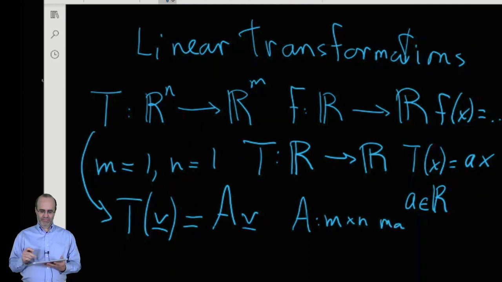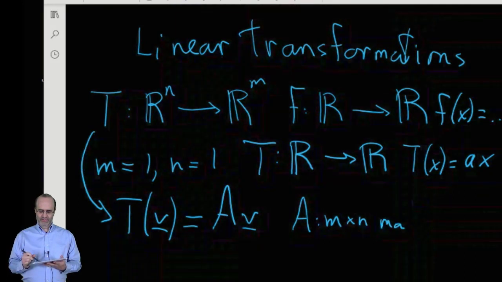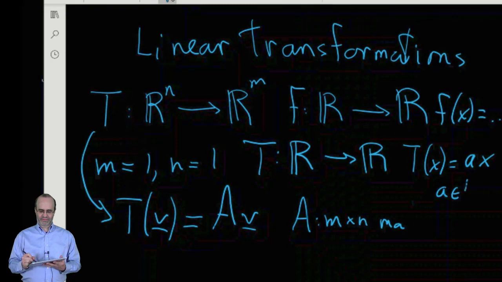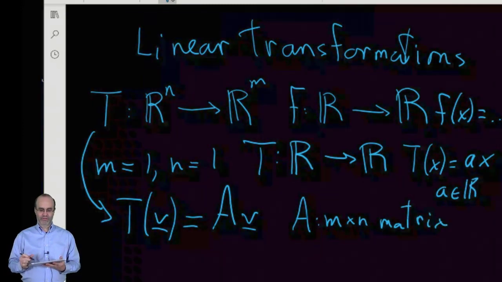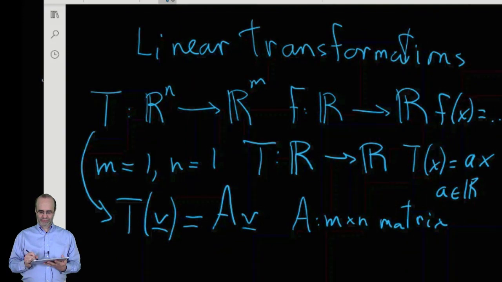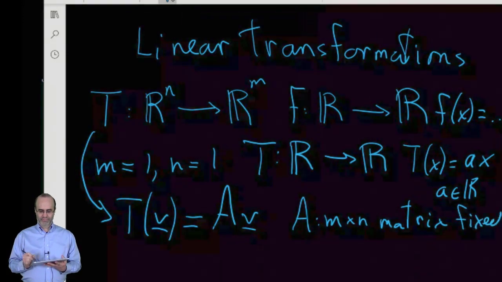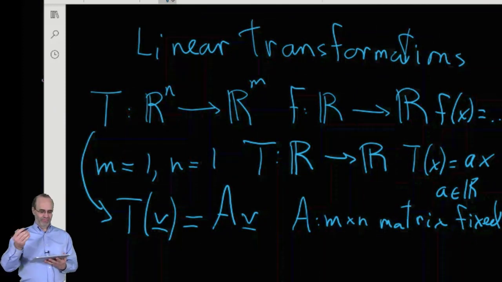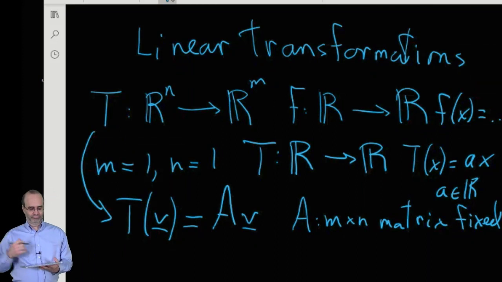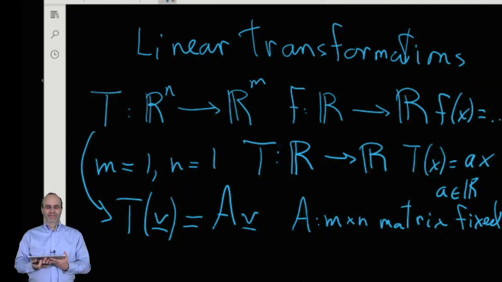It is an m by n matrix, which is fixed. Okay, v can vary. v can be any vector in Rn. A times v will be a vector in Rm. And T is given by this rather simple formula.